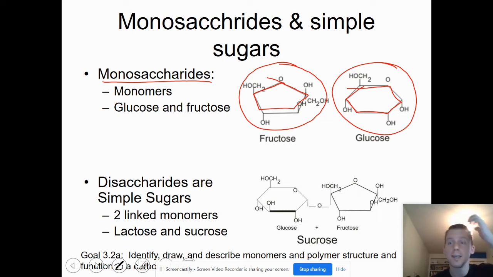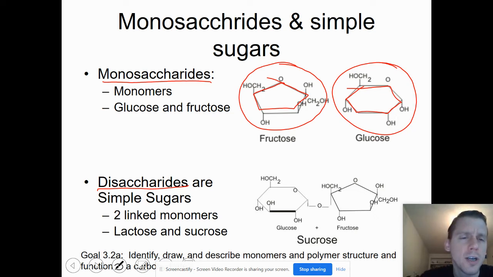Each of those is a monomer. The hexagon shape is a monomer. The pentagon shape is a monomer. Fructose is one example of a monosaccharide, a monomer. And glucose is another example of a monosaccharide, a monomer for a carbohydrate. There are also things called disaccharides. Disaccharides are when you take 2 monosaccharides and join them together.